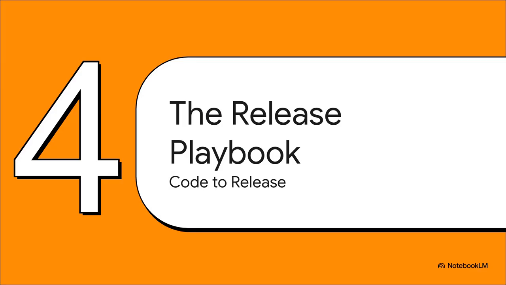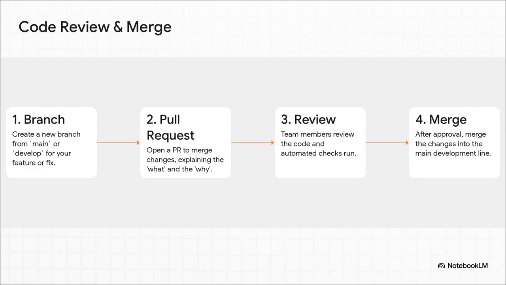All right, we've talked about the why and the what. Now it's time for the really fun part, the how. This is your practical, step-by-step playbook for actually getting a release out the door, from start to finish. Every single quality release begins with a quality review process. It all starts when you create a new branch to work on your feature.